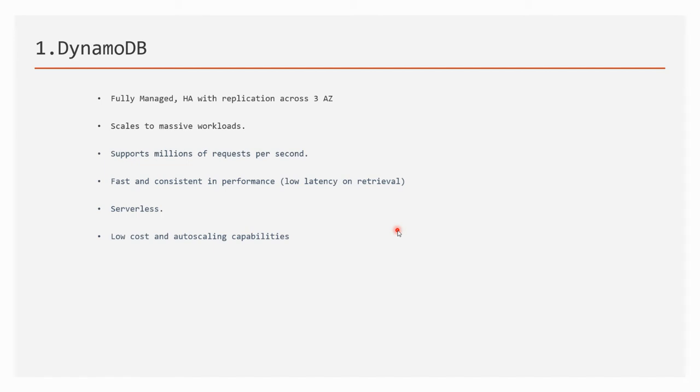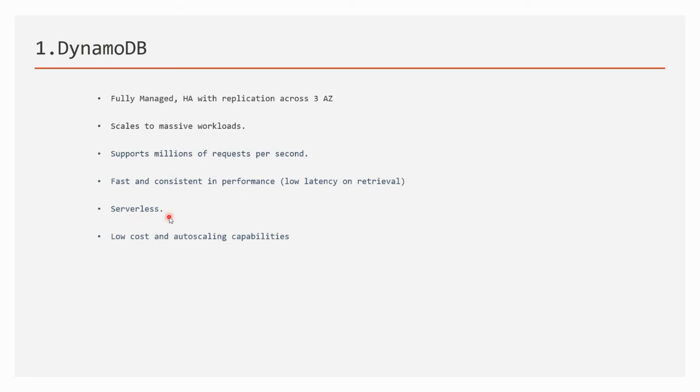So what is DynamoDB then? Just like we have talked about EC2 and RDS, this is fully managed by Amazon, and it is highly available, with the application replicated across three availability zones by default, and it is massively scalable. I'm talking about the peculiarities or the functionalities of the DynamoDB offering by Amazon. It supports millions of records per second, which is very fast and consistent in performance. That means the time to retrieve a record or a list of records is very low.